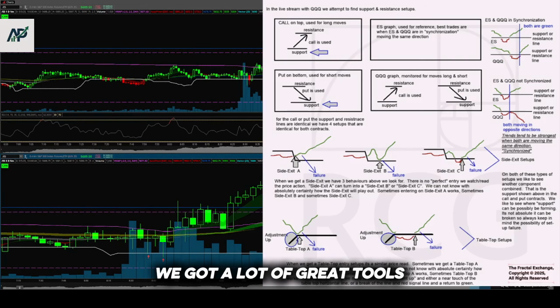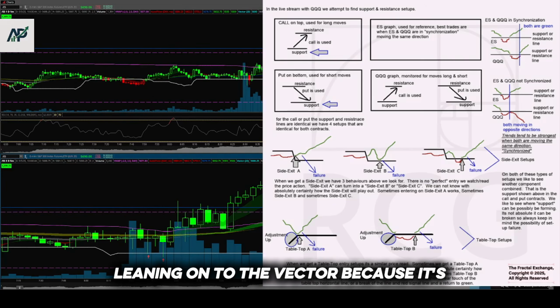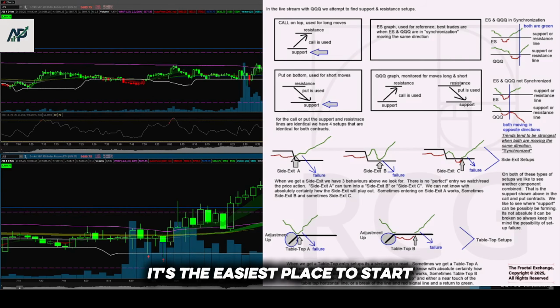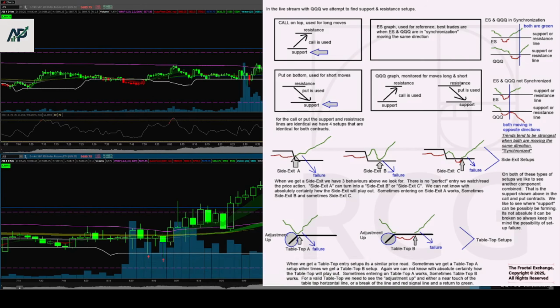But we got a lot of great tools, a lot of good data, and I think many of you are leaning on the vector because it's giving you a signal, and I think that's probably the easiest place to start.